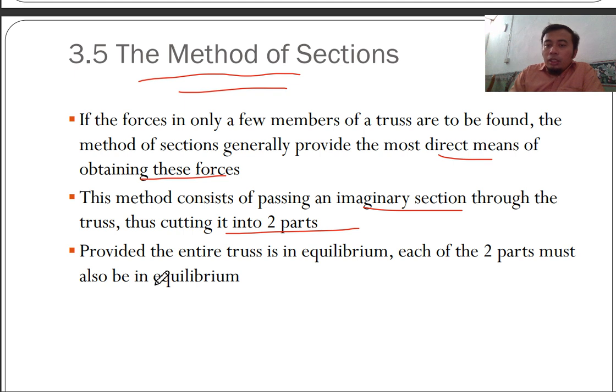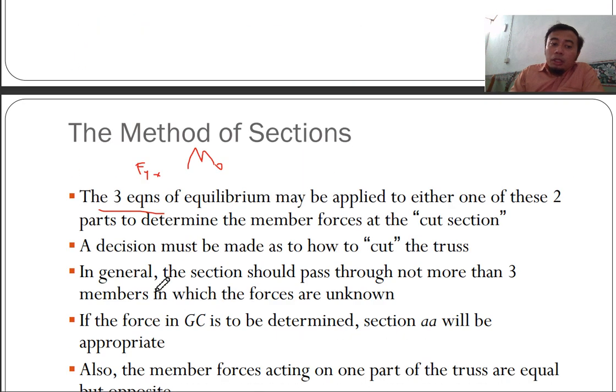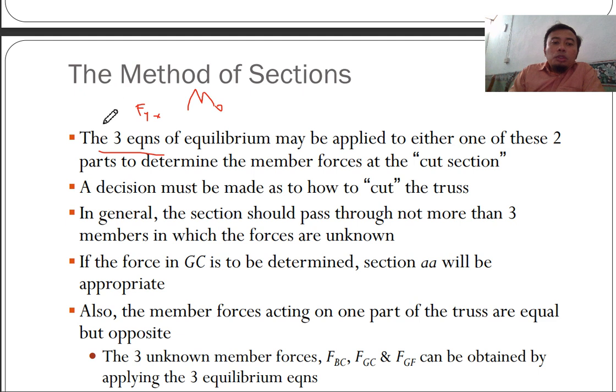So if it is in equilibrium, summation Fx, Fy, and moments equal to 0, so the two parts should be in equilibrium. These three equations, Fx, Fy, and the moment equilibrium, may be applied to either one of these two parts. So you cut into two sections, and you can apply the three equations to either part, and then determine the forces in the members of the cut section.